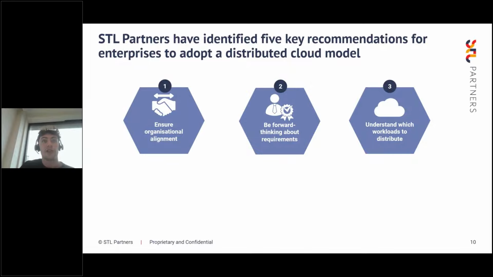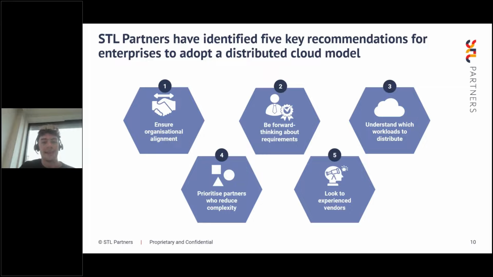Enterprises ought to prioritize partners who reduce complexity, and reduce complexity by building a distributed compute solution in-house through intuitive dashboards and interfaces. Whilst buying off the shelf can be convenient, it reduces the need for internal skill sets, and it can also come with the challenges where solutions are not purpose built for the set of use cases, the set of applications, and the set of workloads within an organization.